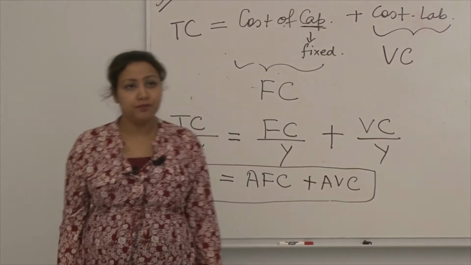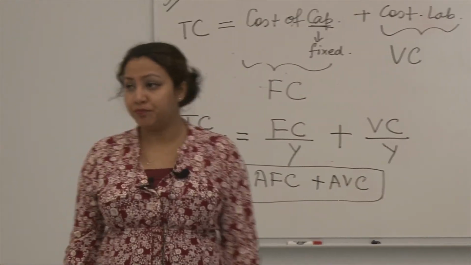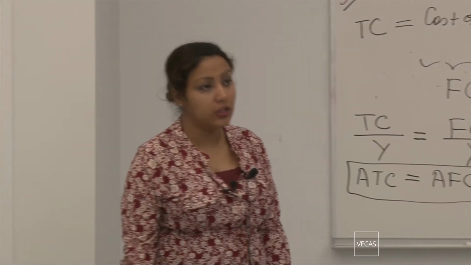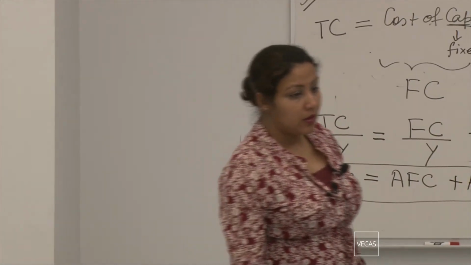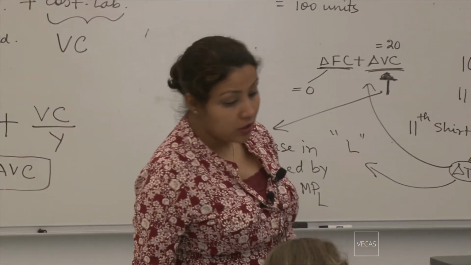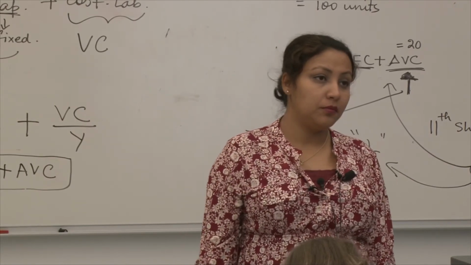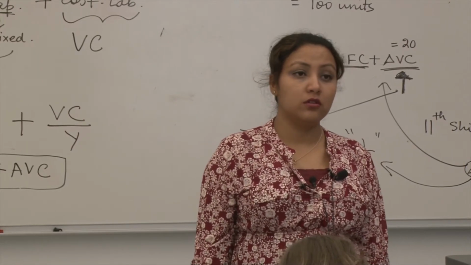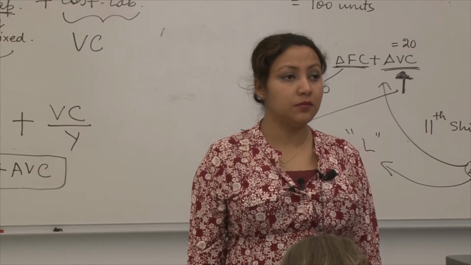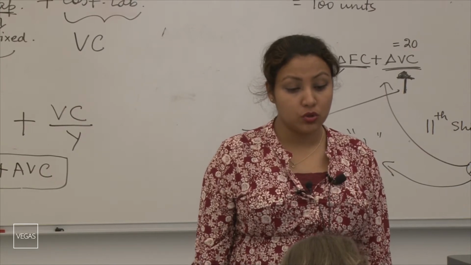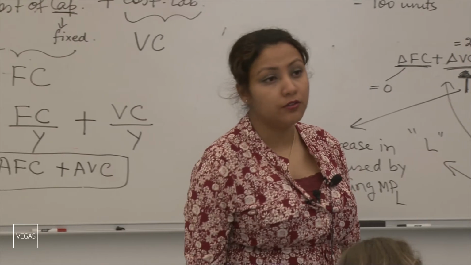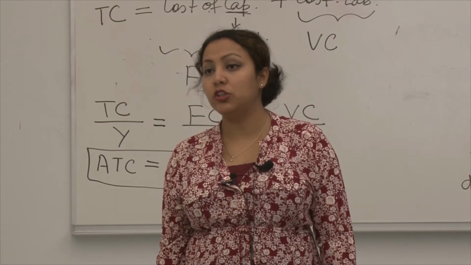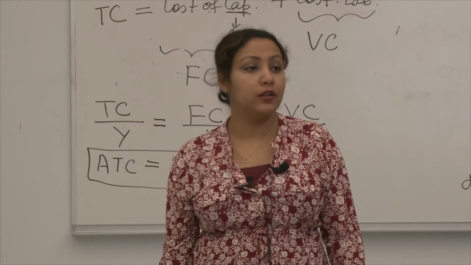Can you please write that down? As more output is produced, within parenthesis, total output increases, average variable cost increases due to diminishing marginal productivity of labor.